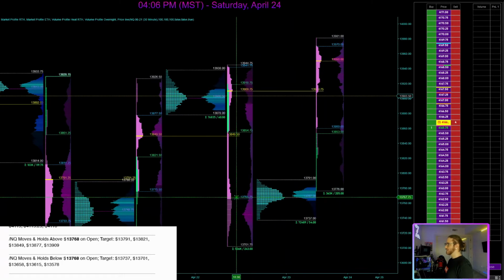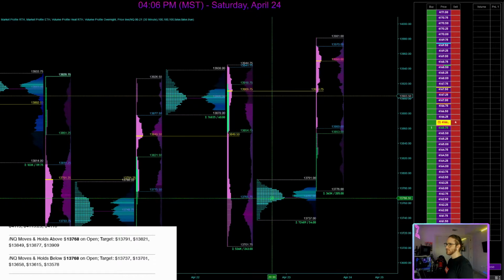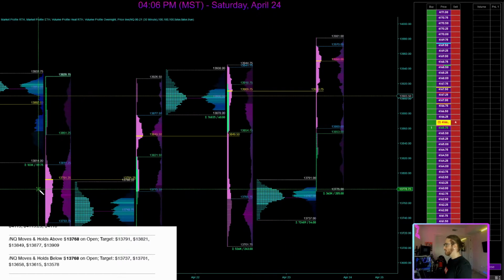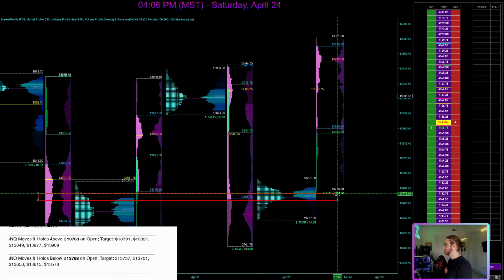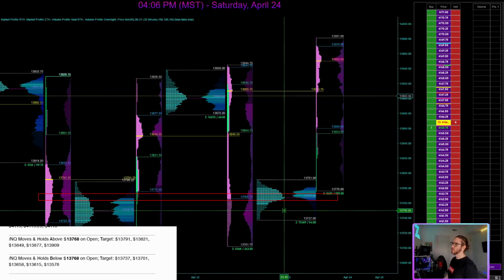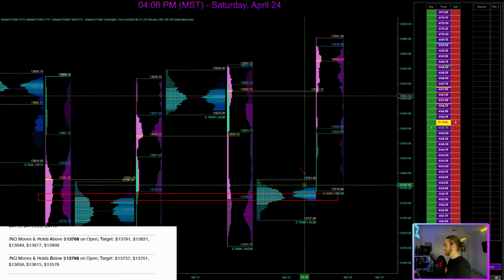So starting with the line in the sand here, you can see that 13,768, 765 level. This was the major area that I was looking at, okay? And we opened up and we drove instantly. So first upside target hit was 13,791. Got a nice move up into the overnight high there.